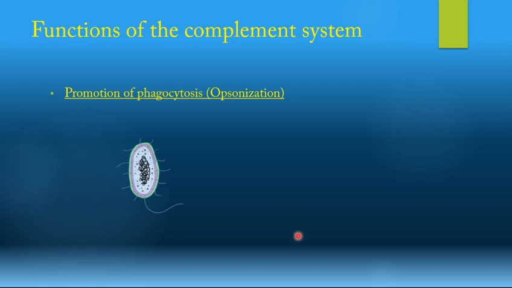Now let's talk about the functions of the complement system. I want to talk about three functions mainly, and the last function will be basically most of the lecture, while the first two functions will only take one slide each. The first one is the promotion of phagocytosis, or what we call opsonization.